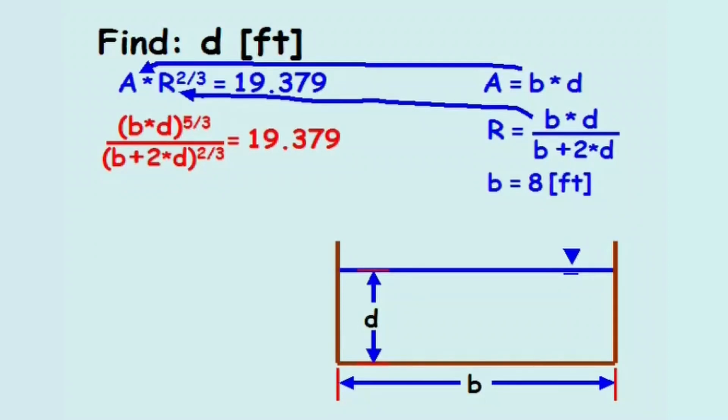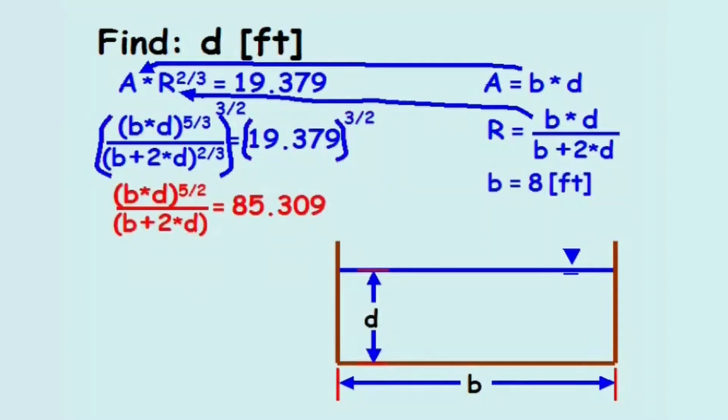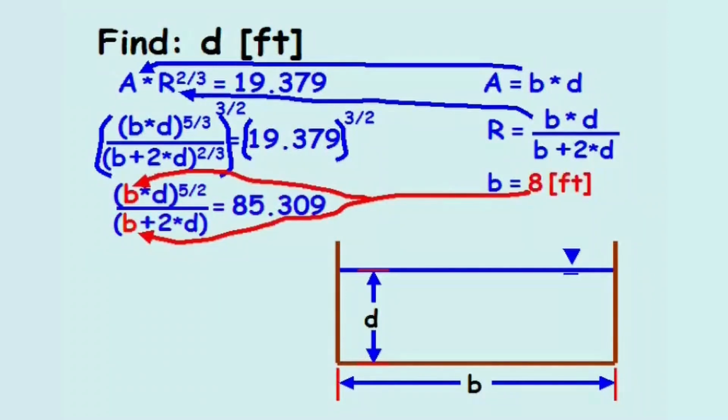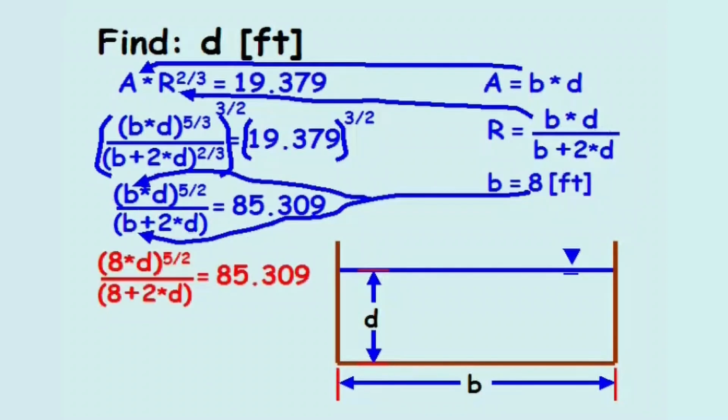To simplify, both sides of the equation are raised to the 3/2 power, and the equation becomes b times d to the 5/2 divided by the quantity b plus 2 times d equals 85.309. Next, the base width of 8 feet is substituted in for b. Now we're left with one equation and one unknown.